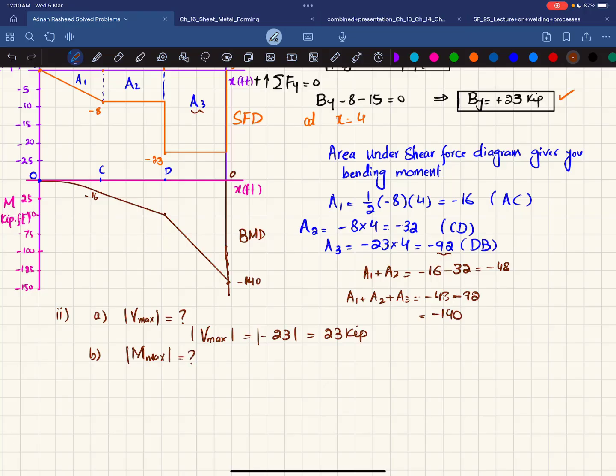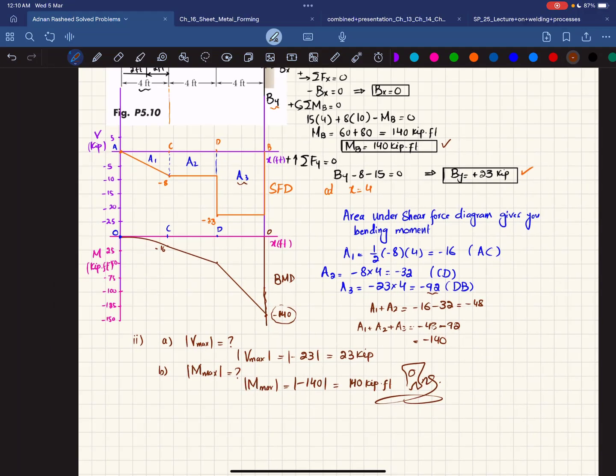And for part B, we have to find the maximum absolute value of bending moment, and from this diagram you can see the maximum absolute bending value is 140. So I can write the maximum absolute value is minus 140 mod, and that will give you minus 140 kip-feet, which is the answer of our second part.